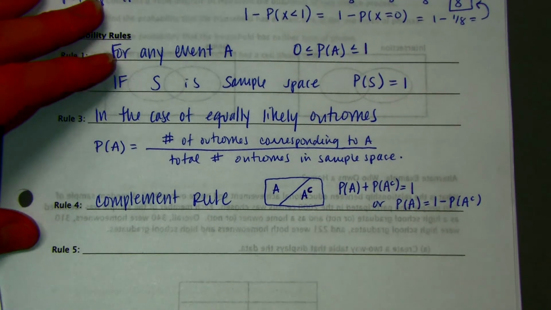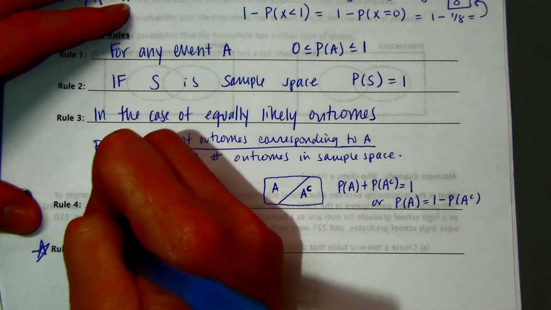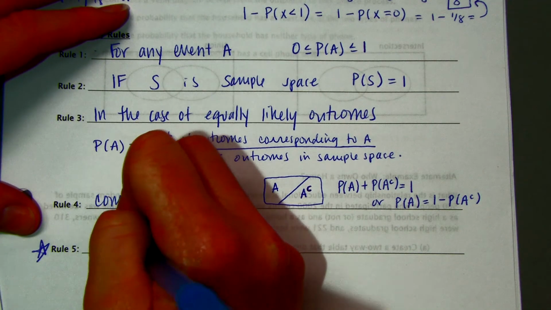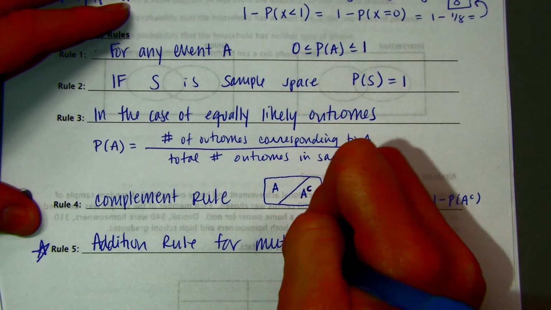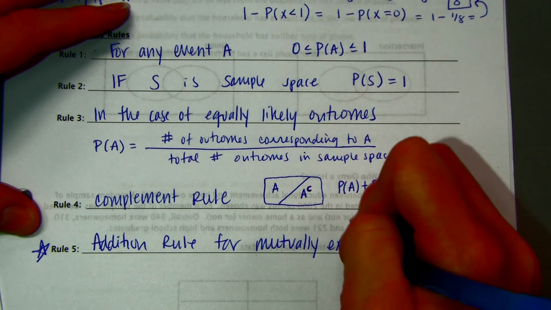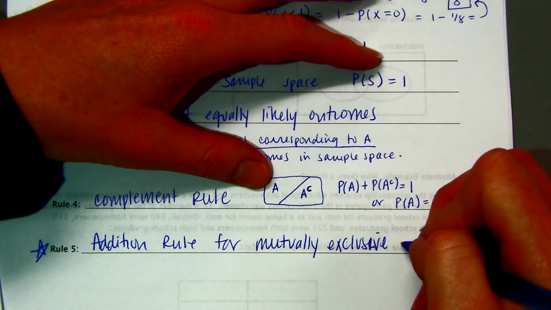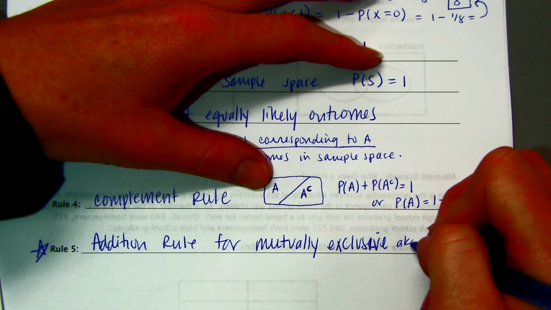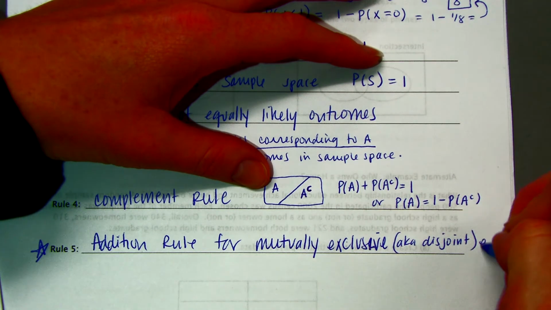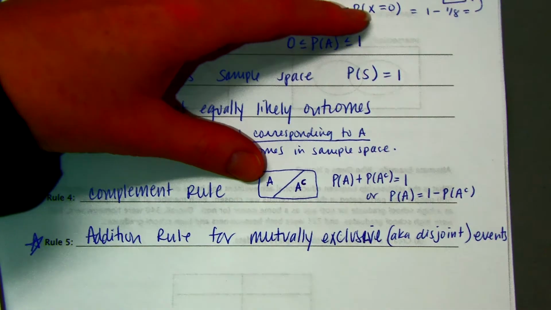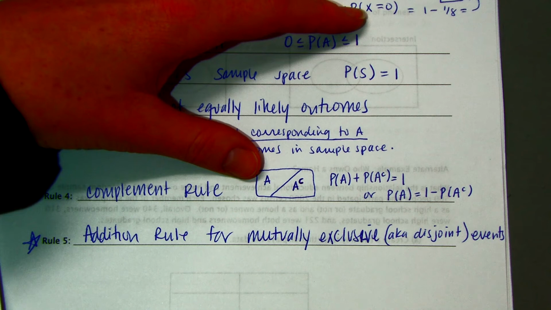Okay, rule number 5. This is going to be a big one. This is called the addition rule for mutually exclusive events, AKA disjoint events. Okay, super important vocab word to know. Mutually exclusive or disjoint. They mean the same thing.